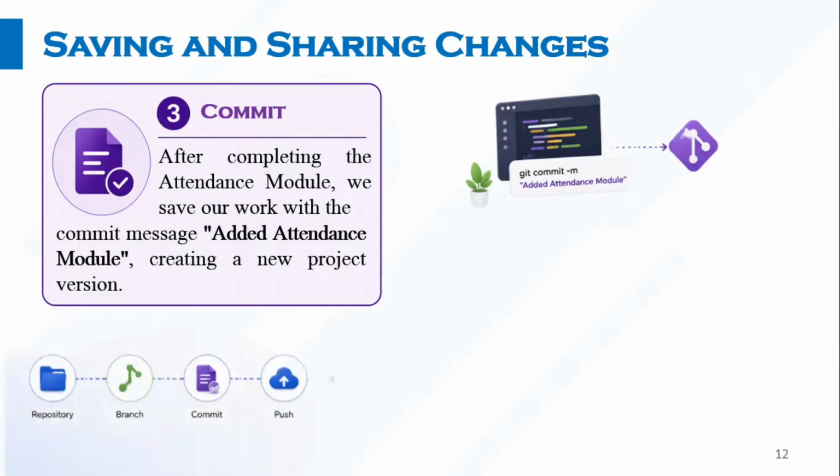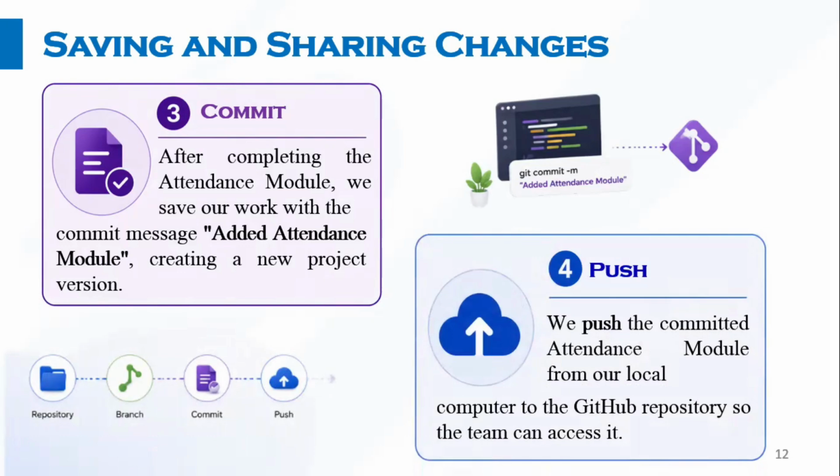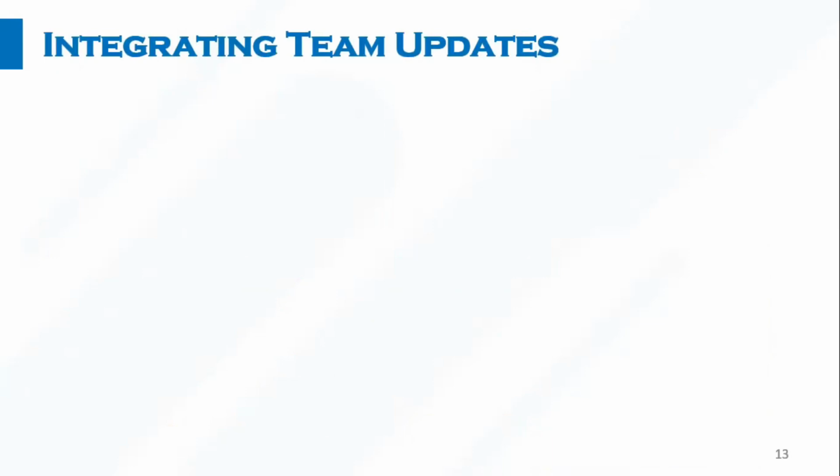Now it's time to push it. So as of now, whatever you have done is in your local system. You need to push it to the GitHub repository where the team can access it. So you will push the code from your local to the GitHub repository so that the team can access it. The attendance module has been pushed to the repository.